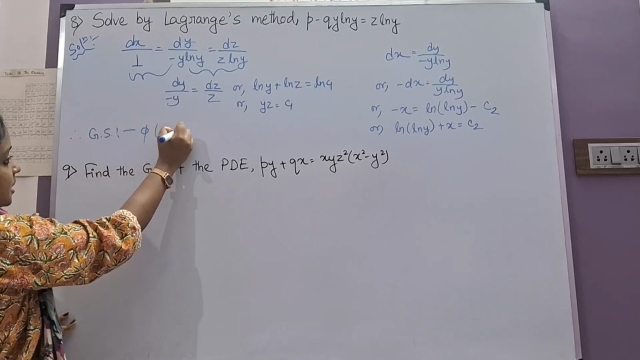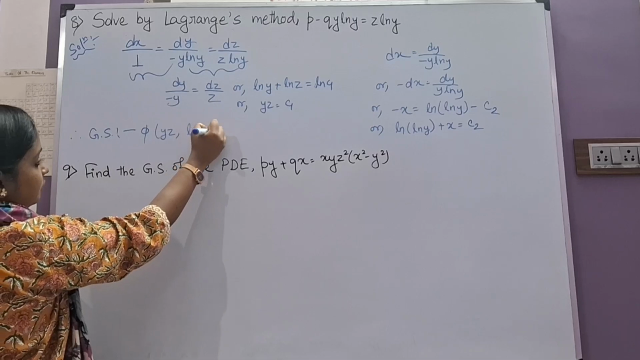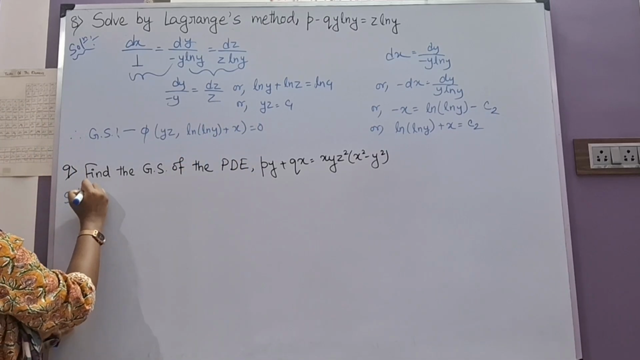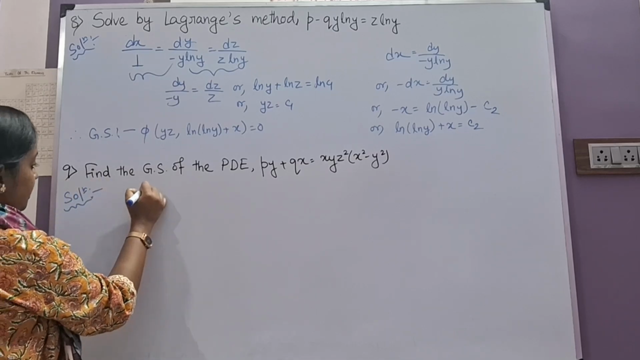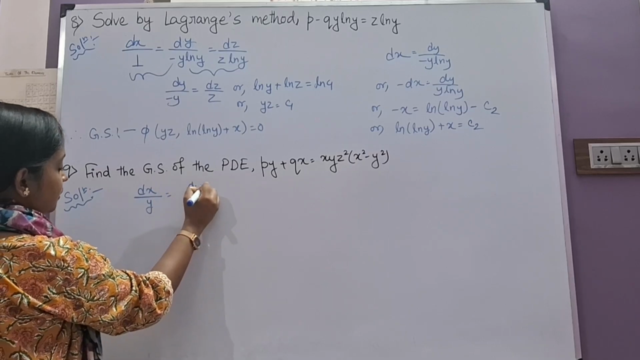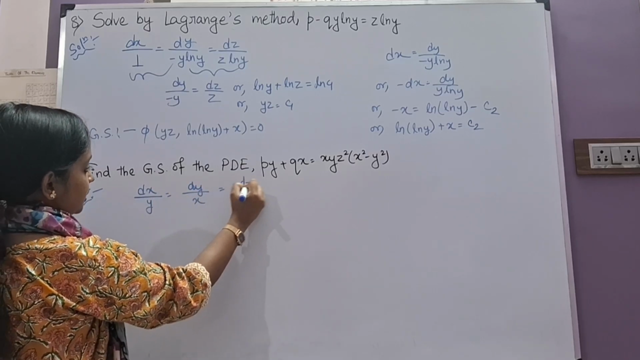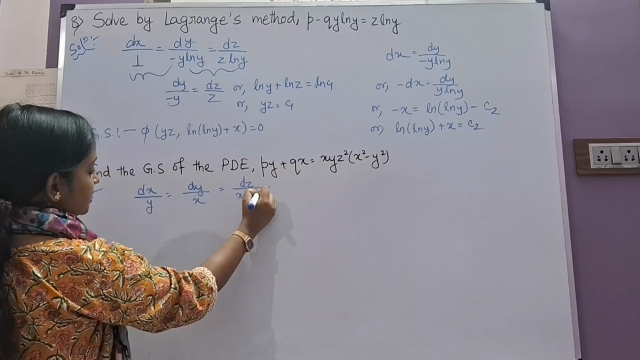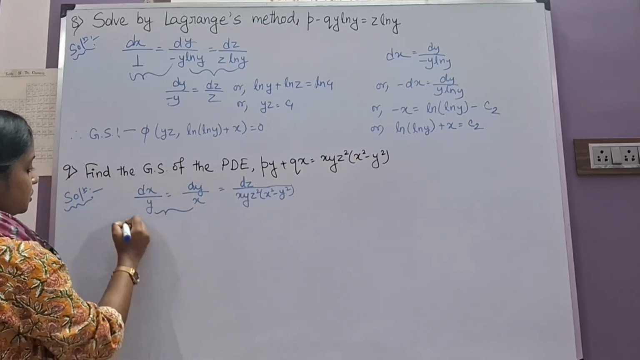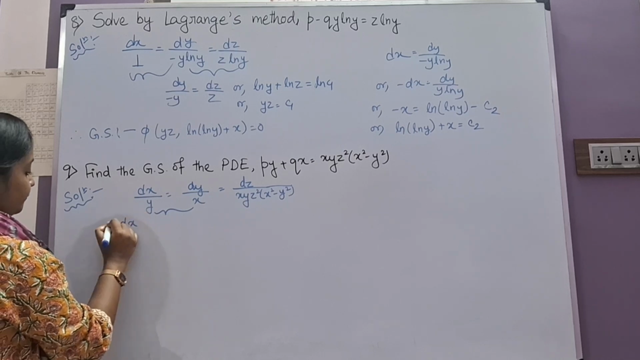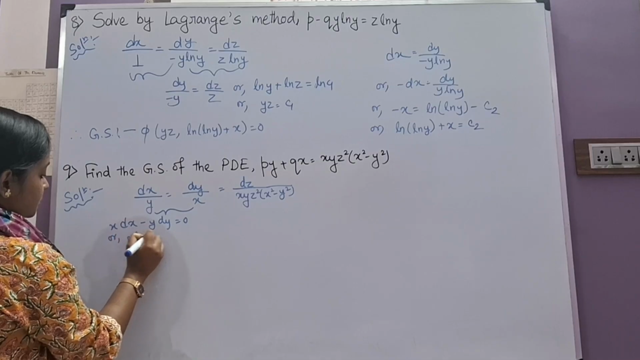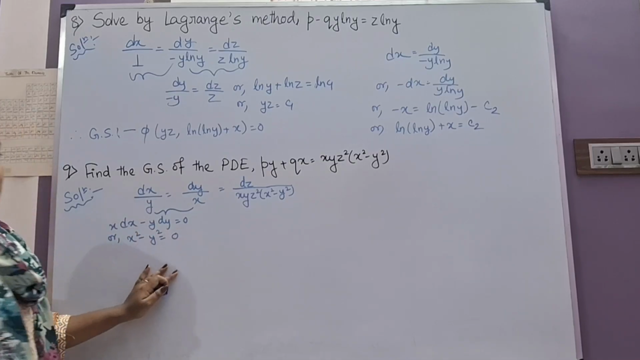Phi of yz comma log of log y plus x equal to 0. Now we are going to solve this numerical. Here the Lagrange's auxiliary equation is dx by y equal to dy by x equal to dz by xy z square into x square minus y square. Now choosing these two ratios, what we get? x dx minus y dy equal to 0, or x square minus y square equal to 0.